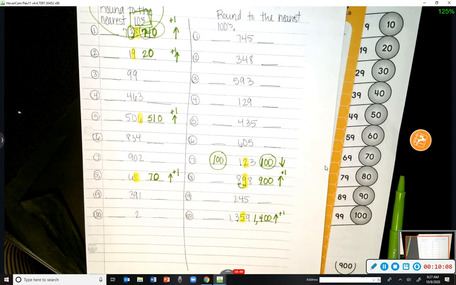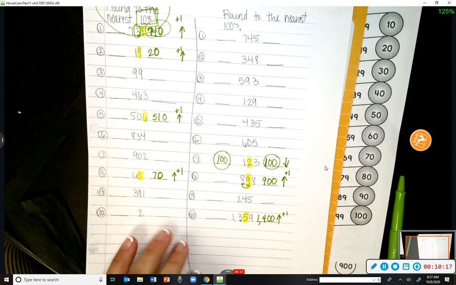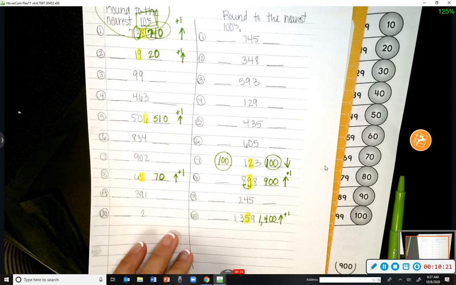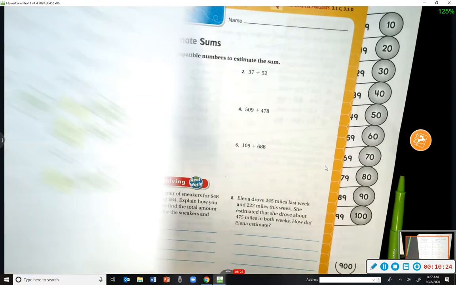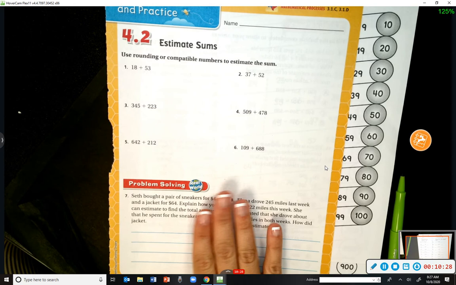Okay, we will go over this more. I'm probably going to pull small groups and work with you more one-on-one to go over more rounding, okay? Because it's very important when we get into word problems with estimating, okay? Now set this to the side. What we're going to go over now is estimating sums, some word problems.